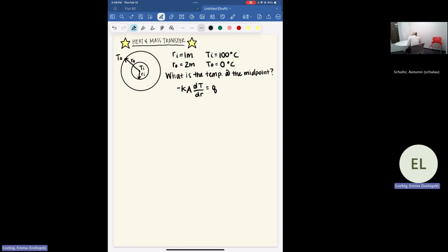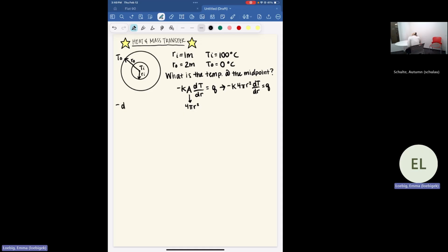All right, now we know that we have things in terms of our radius here, so we can actually change our area to be in terms of radius too, using the area of a sphere, which we know is 4 pi times the radius squared. Now plugging that into our equation, we get negative the thermal conductivity multiplied by 4 pi times our radius squared multiplied by the difference in temperature with respect to the radius equal to our constant Q. Now we can see this becomes a simple separable differential equation.